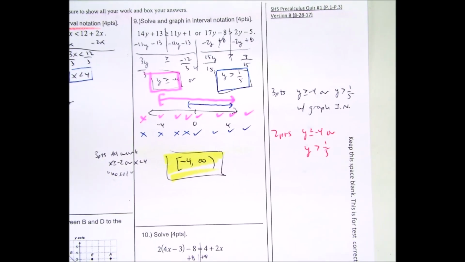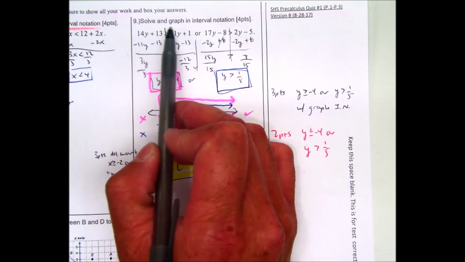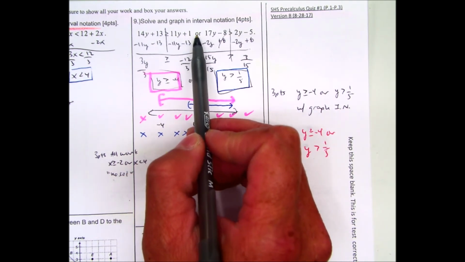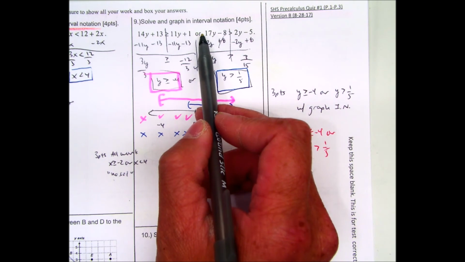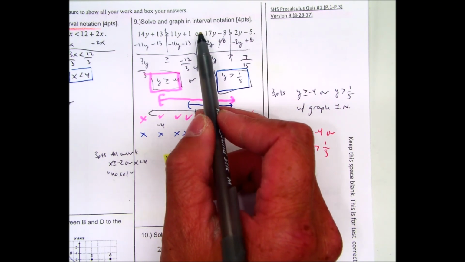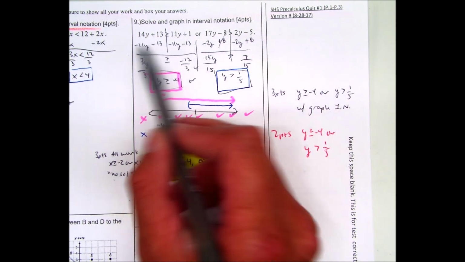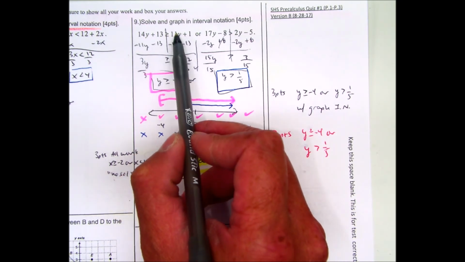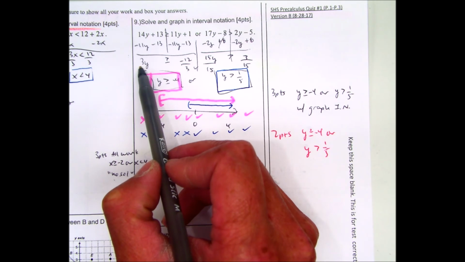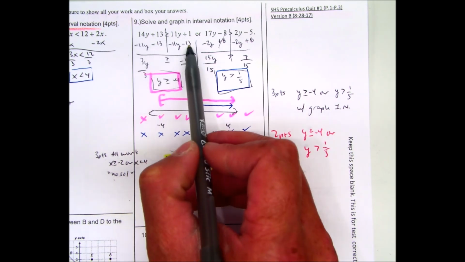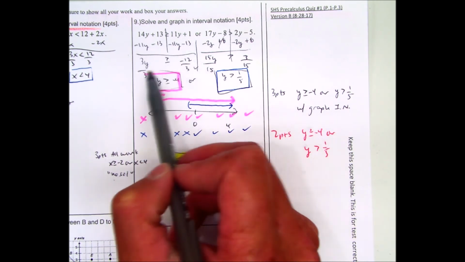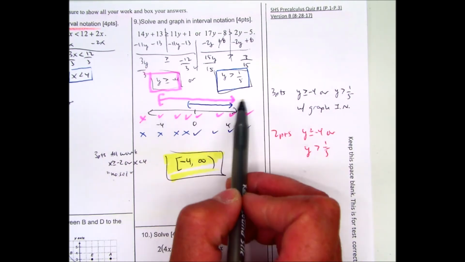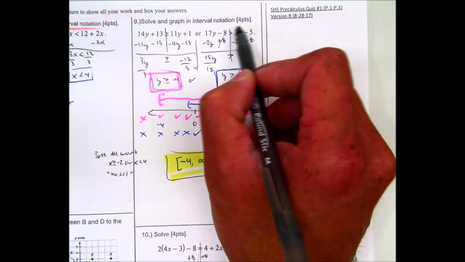Question number 19. Solve and graph in interval notation. You have an inequality here that has the word or, so you should be thinking to yourself that you might have a splitting. So when you solve this, I'm going to subtract this 11y from both sides. And get rid of this by subtracting 13. Divided by 3 does not flip the inequality sign. Y is greater than negative 4. Graph in pink.